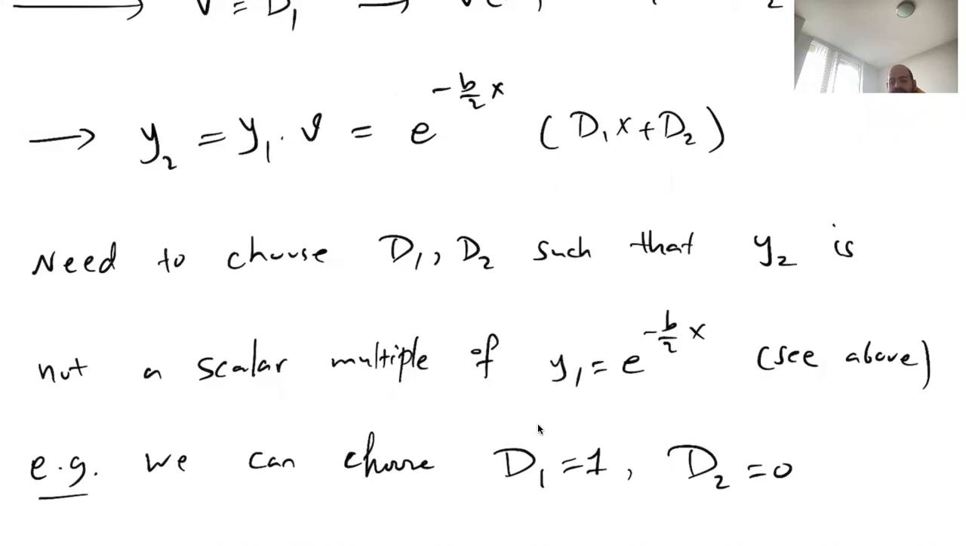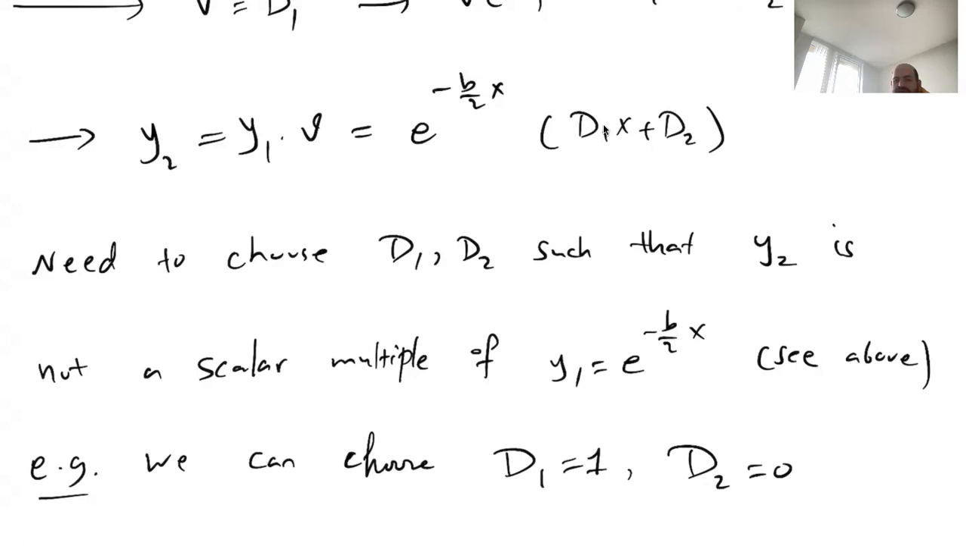But if you do the other way around, say you choose d1 to be 0 and d2 to be 1, then y2 will be e to the power minus b over 2x, which is what we had for y1, and they are linearly dependent. If y1 and y2 are equal, they are linearly dependent. Or even if you choose d1 to be 0 and d2 to be 5, then 5 times y1 is a scalar multiple of y1, and that's not what we want. So please do not choose d1 to be 0 and d2 to be a constant.